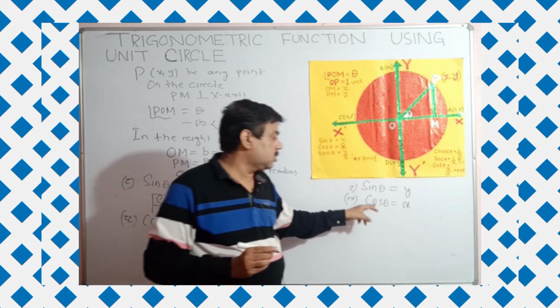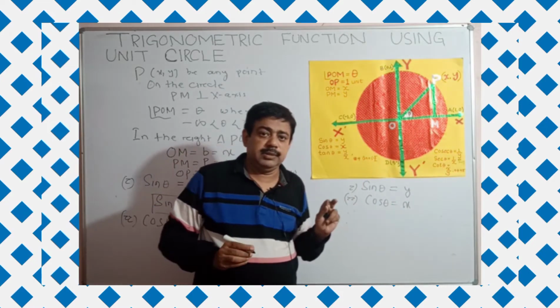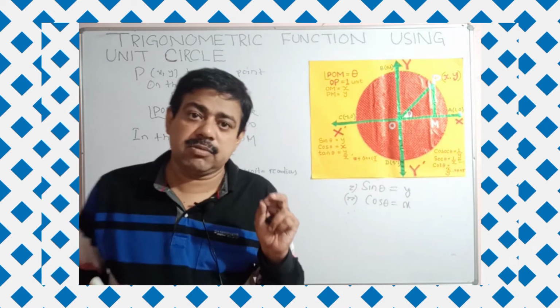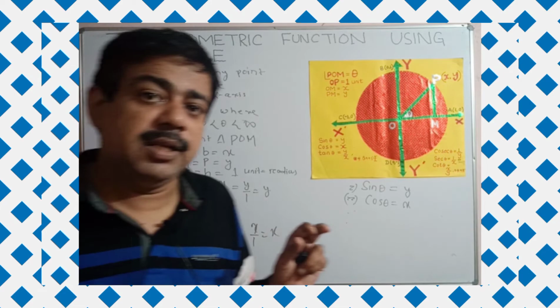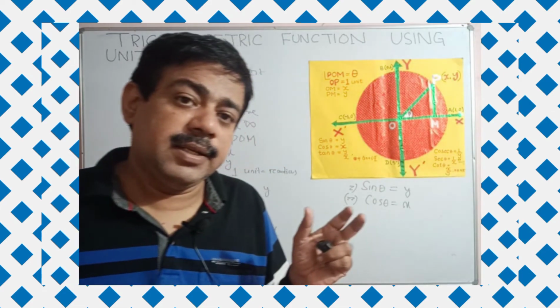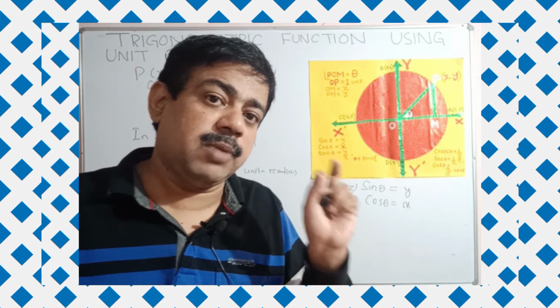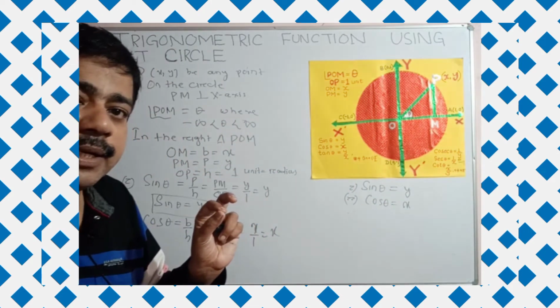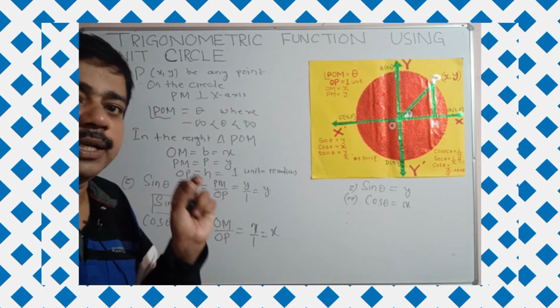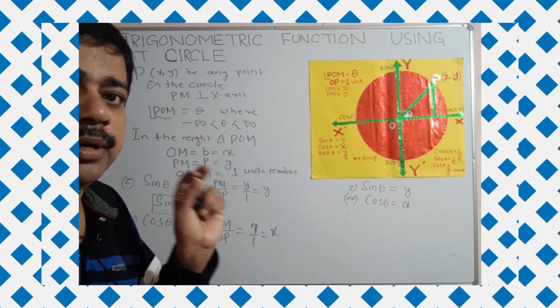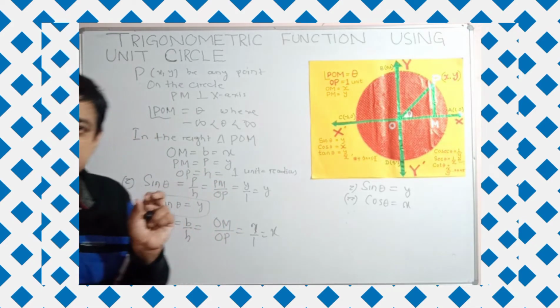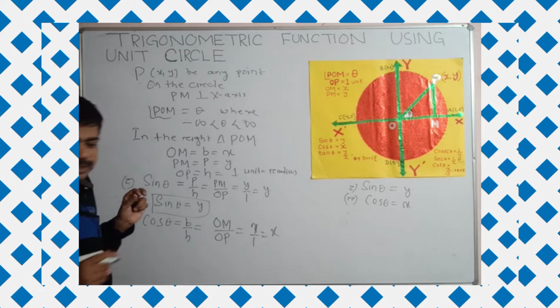So here cos theta means X coordinate. So cos theta indicates which coordinate? X coordinate. So here we can assign the coordinate axis with a trigonometric function. So X means what? With the help of the unit circle, it is clear that X coordinate means cos theta and Y coordinate means sin theta. Are you learning this thing? Yes or no? Okay. Is it clear?